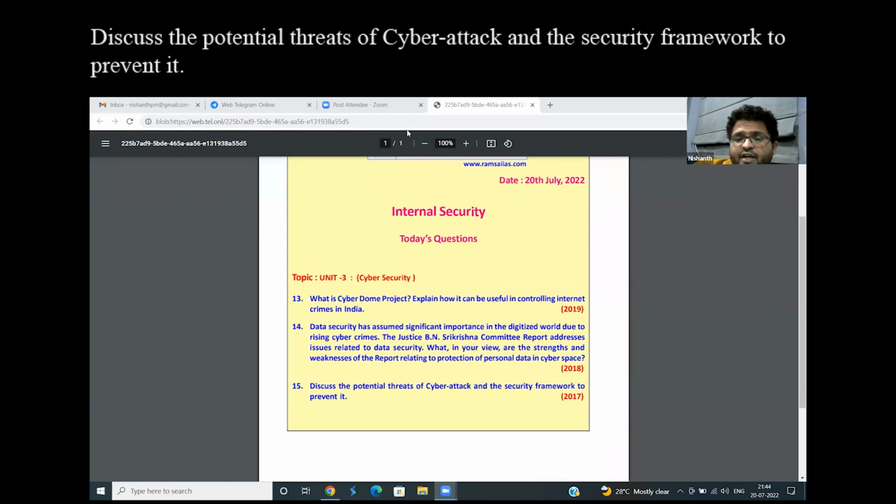You can say we can use blockchain technologies to mitigate the attack of cyber crimes. Cyber Surakshit Bharat, yes, you can talk about that. And then what will be the conclusion and way forward?